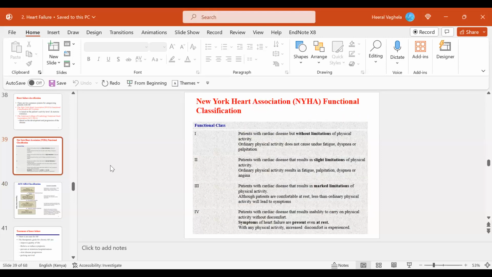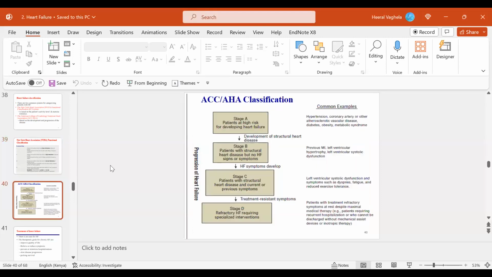So this is the New York Heart Association classification, and this is the other one, which is kind of the same. Stage A is patients at high risk for developing heart failure. Stage B, there are structural changes to the heart, like structural heart disease, but no signs or symptoms. Stage C, they have the disease and some symptoms. And stage D is refractory heart failure.